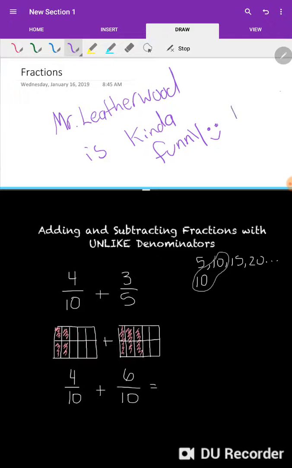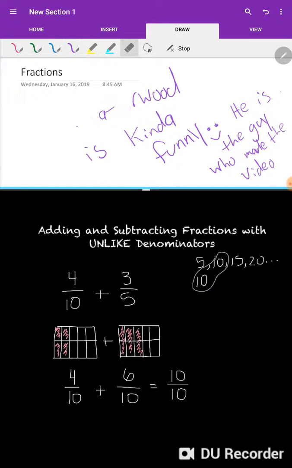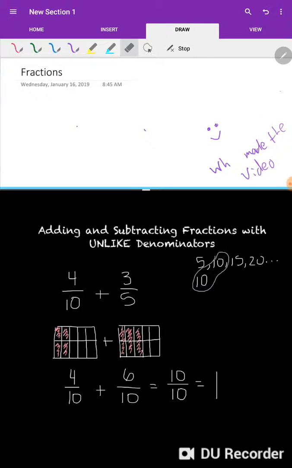Now we can add. We can add 4 plus 6. That equals, everybody, 10. Now, here's the tricky part. You still do not add the denominators. You still go 10 plus 10. The denominators always stay the same. Always, when you're adding and subtracting. So I get 10 over 10. Well, we know anything over itself equals 1. So my answer would end up being 1.